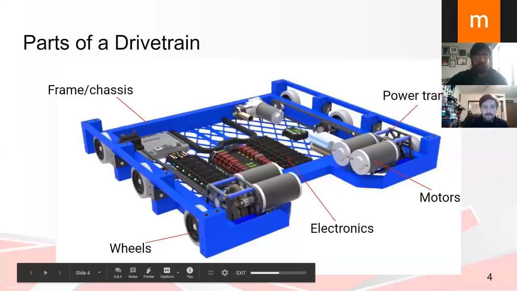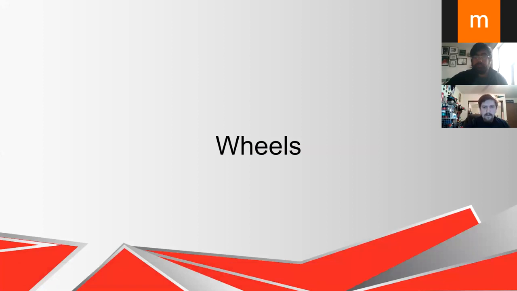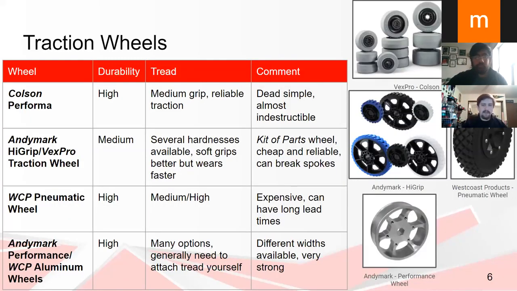So first, the simplest thing is wheels. Everyone should know what a wheel is. There are so many different types of wheels out there that we could have a whole presentation on just wheels and why this wheel is better than that wheel for this reason. But this is just a quick chart of a few of the different types of wheels and some of the benefits and negatives for some of them. Really, it's what your team feels comfortable with. I know a lot of teams just use the AndyMark High Grip, these white ones.